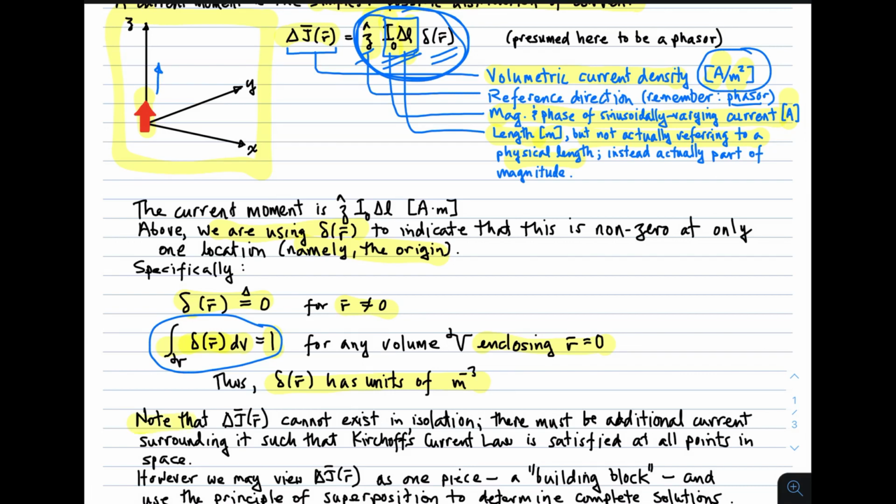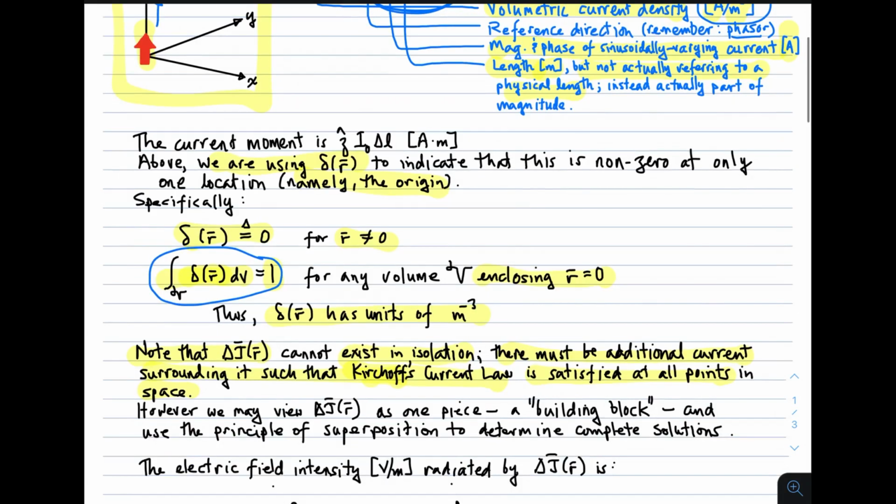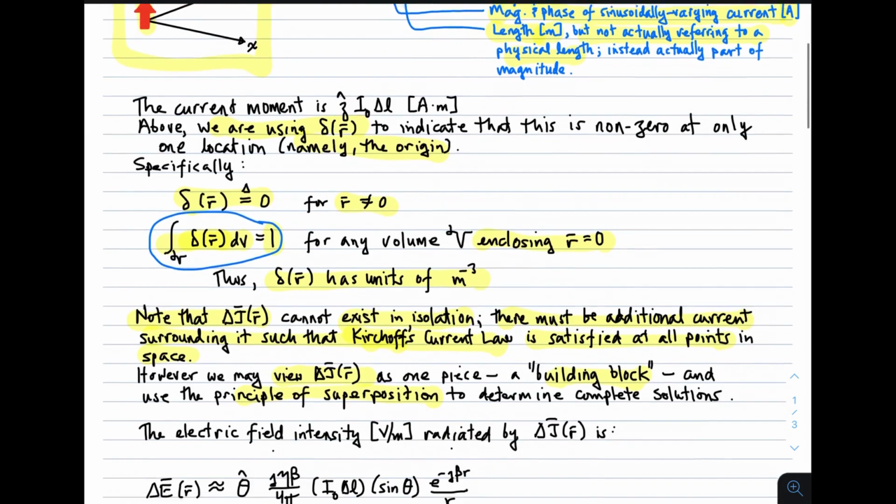Now, let's be careful. This particular current distribution cannot exist in isolation, right? We can't have current magically appear at the origin and then disappear, right? There must be additional current surrounding it such that Kirchhoff's current law, remember that means the current flowing into a node has to equal the current flowing out of a node, is satisfied at all points in space, right? But the utility of this is that we may view this particular little chunk of current as one piece, that is, as a building block, and then use the principle of superposition to determine the complete solution through the wonderful fact that an electromagnetic system is linear. Okay, so that's our definition for that little chunk of current.